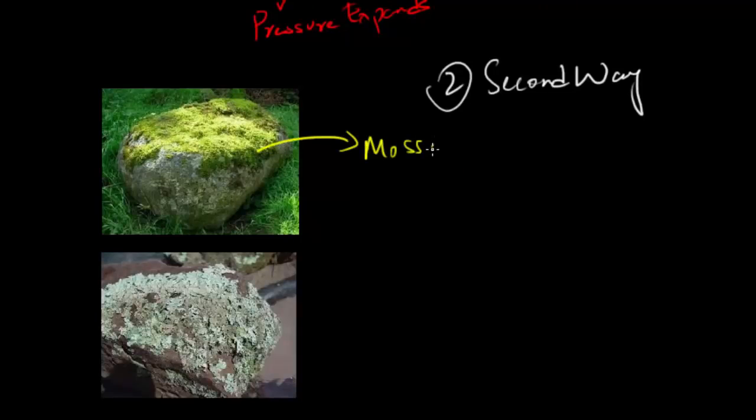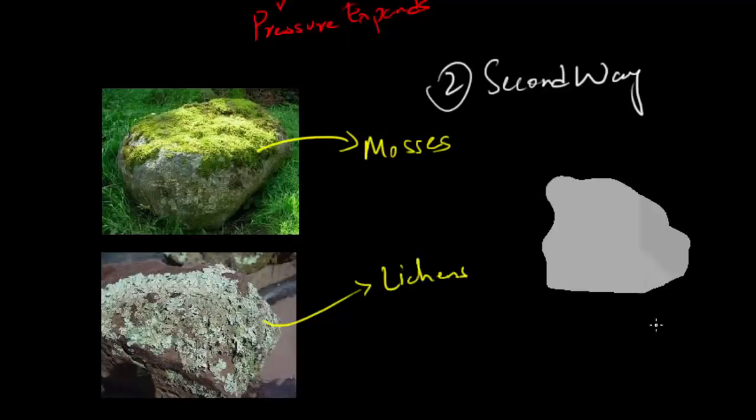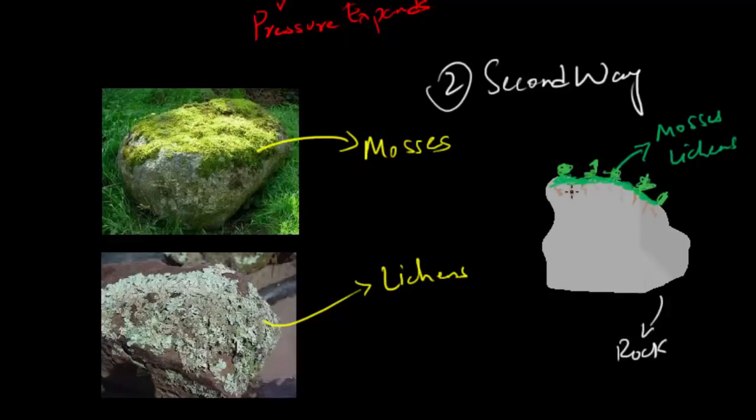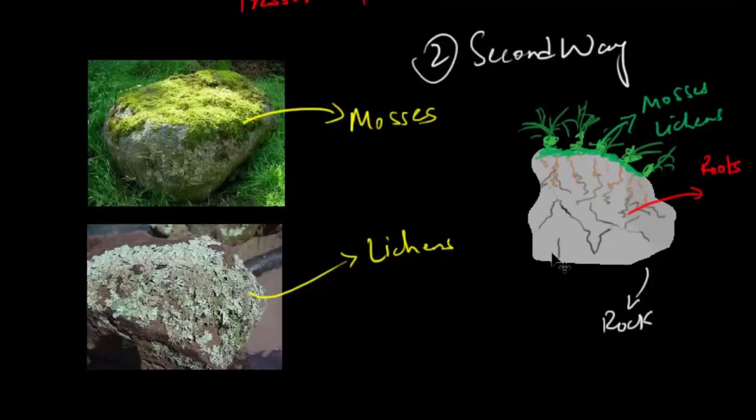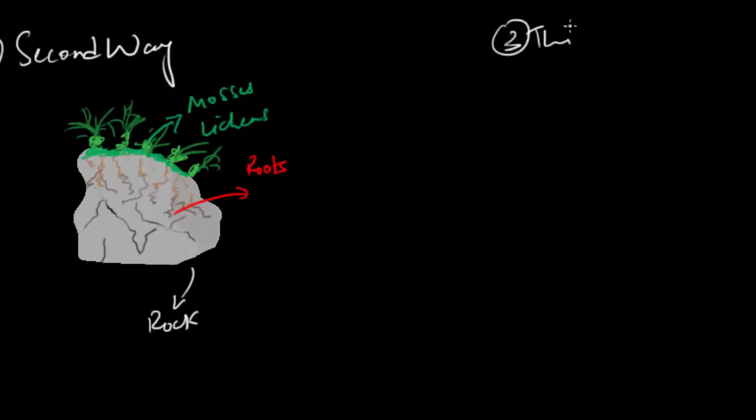Another way rocks crack is due to the actions of plants and animals. Some plants like mosses and lichens are capable of growing without soil on bare rock. While growing, their roots penetrate into the rocks by creating pores, and when mosses and lichens grow into grasses and ferns, then later on into bushes and trees, this causes rocks to split apart as the roots force their way down through the rocks. The same mechanism as how water splits the rock.